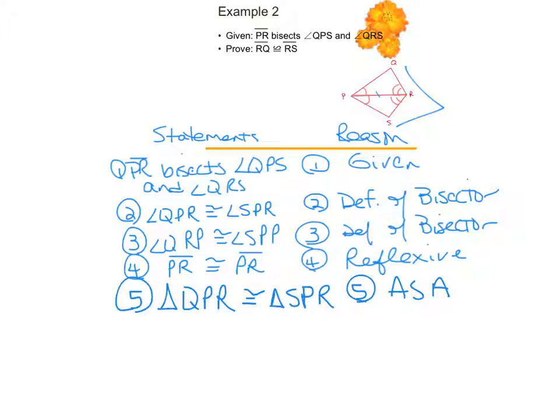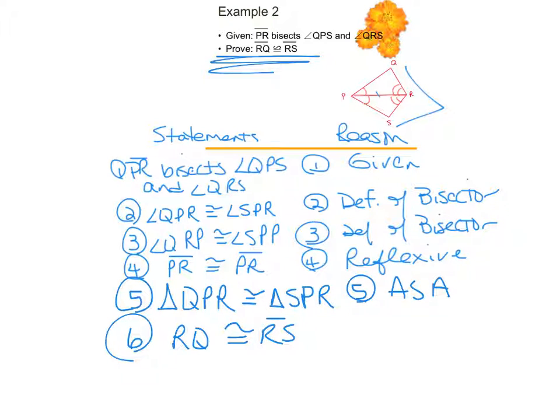But it wasn't asking me to prove the triangle is congruent. It was asking me to show that side RQ is congruent to side RS. So as soon as the triangles are proven congruent, I can prove whatever side or whatever angle they're asking me to prove congruent by the CPCTC. Okay, it's not a theorem or postulate, it's like a definition almost. So congruent parts of congruent triangles, congruent.